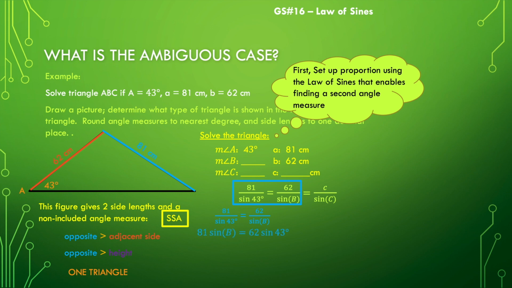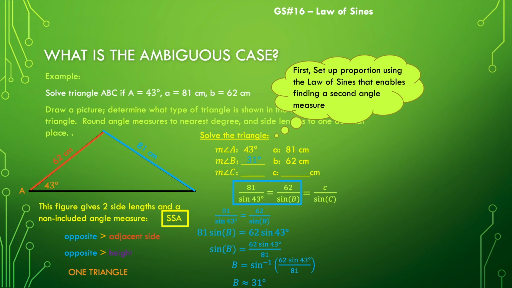I'll cross multiply and get 81 times the sine of angle B is equal to 62 times the sine of 43 degrees. I'll divide through by 81 and I'll get the sine of angle B is this quotient, 62 times the sine of 43 degrees divided by 81. Now remember, I want the measure of angle B, not the sine of angle B. So I need to take the inverse sine of this expression to get the angle measure. When I do that, I get that angle B is about 31 degrees.